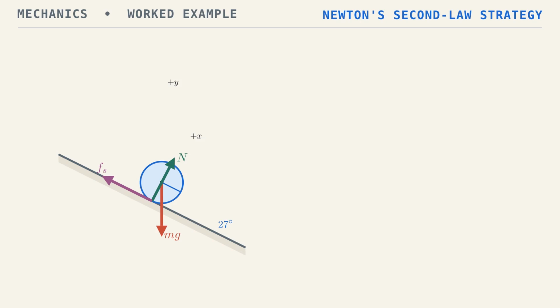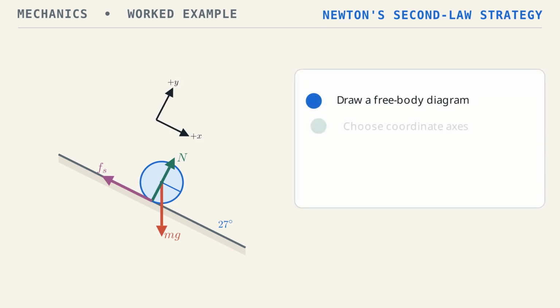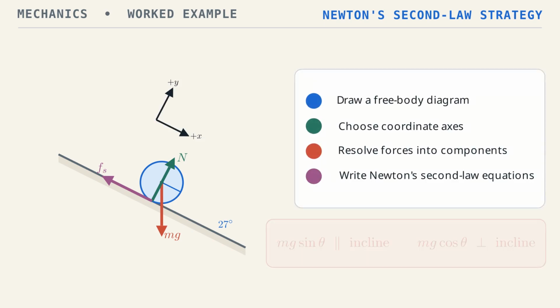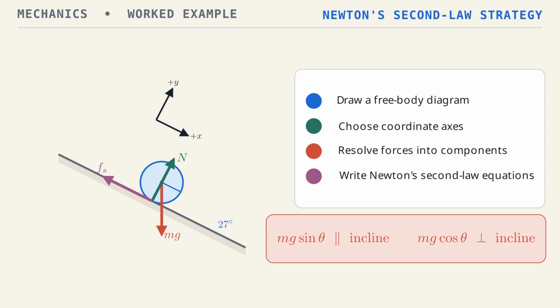Now apply a Newton's second law strategy. First, draw a free body diagram with gravity, the normal force, and static friction. Second, choose x downhill along the incline and y perpendicular to it. Third, resolve the forces into components, including mg sine theta along the incline and mg cosine theta perpendicular to it. Finally, write the translational and rotational forms of Newton's second law.